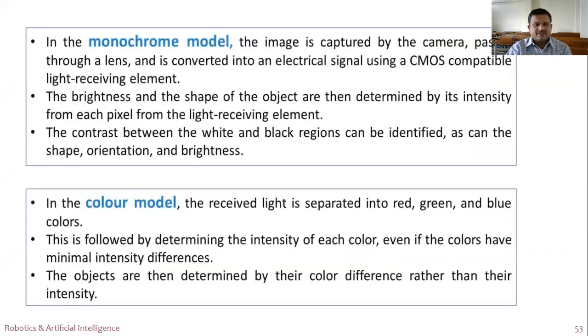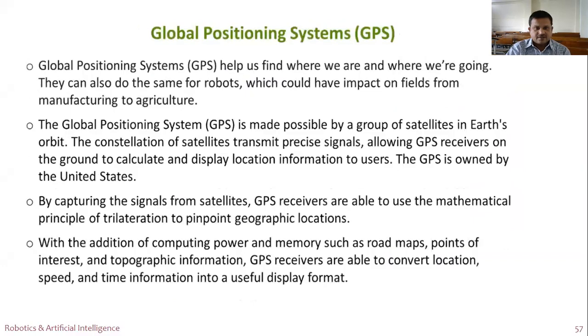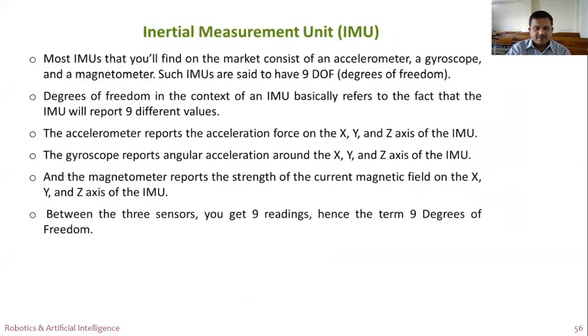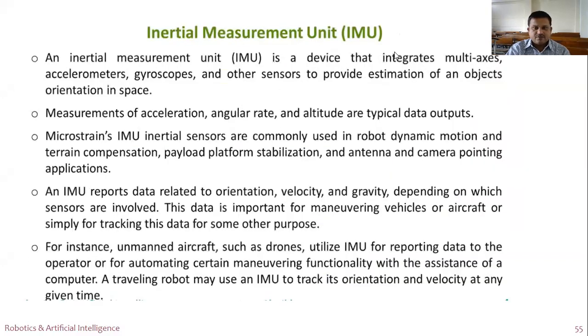Now we will see this last, that is global positioning and the inertial measurement unit, IMU. An inertial measurement unit is a device that uses multi-axis accelerometers, gyroscopes, and other sensors to provide an estimation of an object's orientation in space. Measurements of acceleration, angular rate, and attitude are typical data outputs.